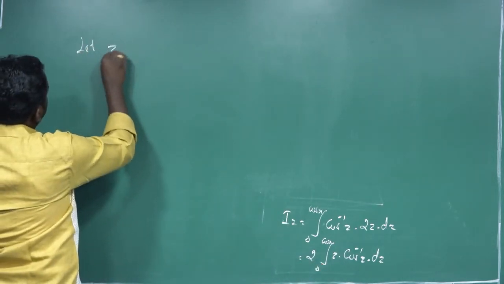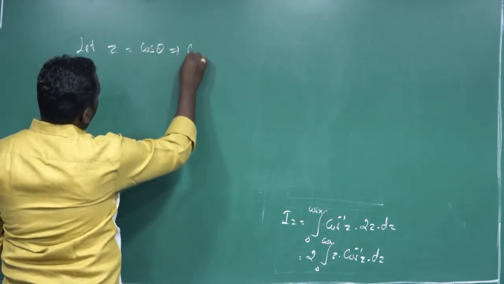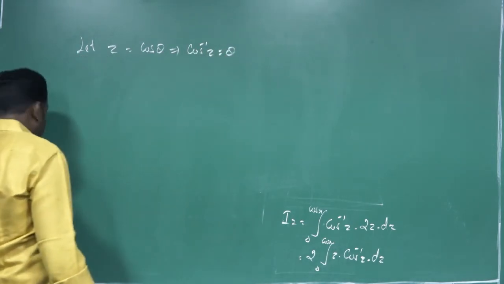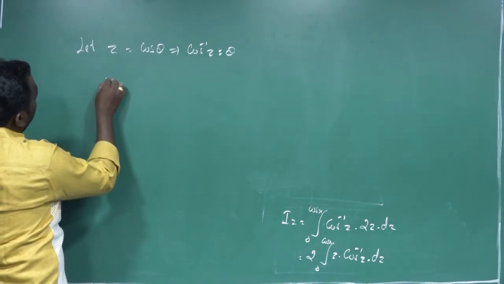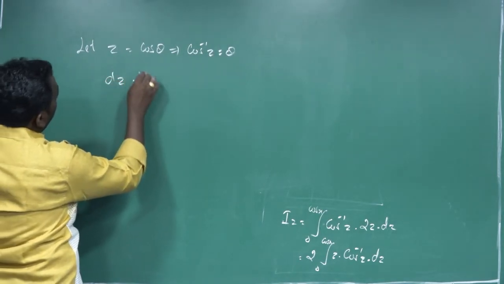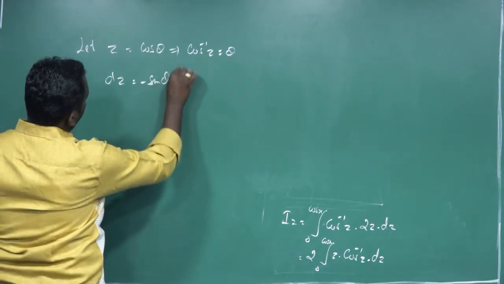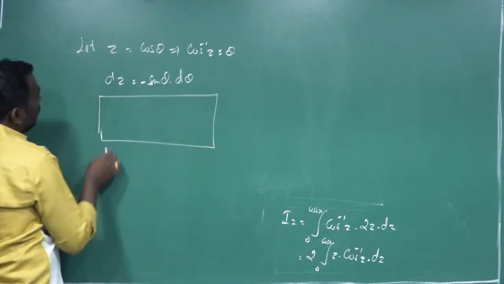Let z equal cos theta, that implies cos inverse of z equals theta. Now differentiate with respect to theta. Now dz equals the derivative of cos theta, equal to minus sin theta d theta. Now find the range.